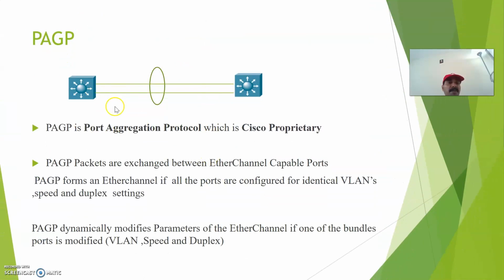For PAgP, the Port Aggregation Protocol, which is Cisco proprietary, PAgP packets are exchanged between the EtherChannel capable ports, and all these bundled ports should have the same speed and duplex settings, spanning tree and VLAN settings. Another feature is that PAgP dynamically modifies the parameters if one of the bundled ports is modified. If any single port is modified, it will dynamically modify all the ports to the same settings. So that is the benefit of PAgP.